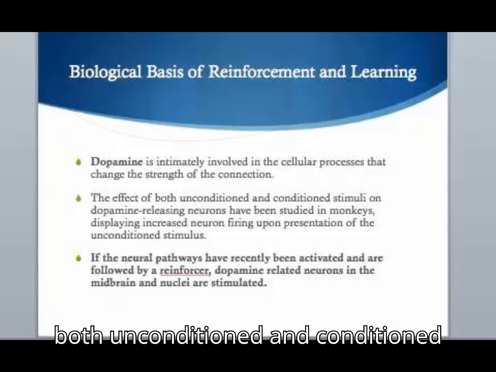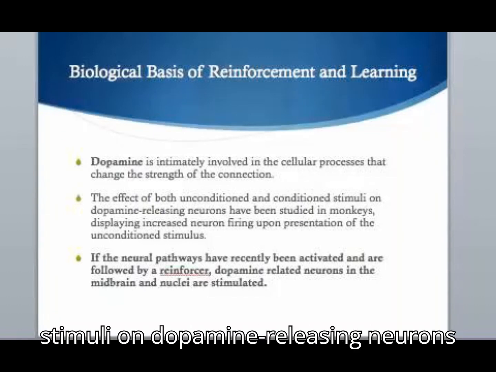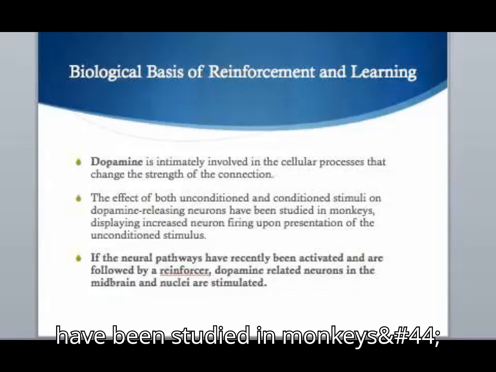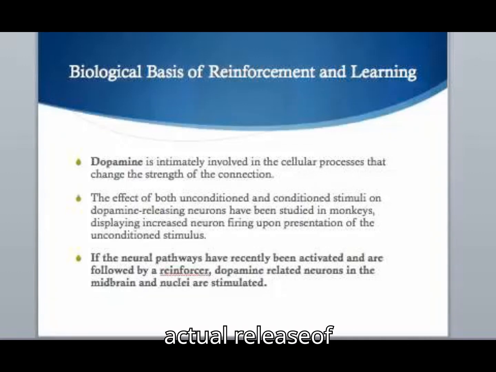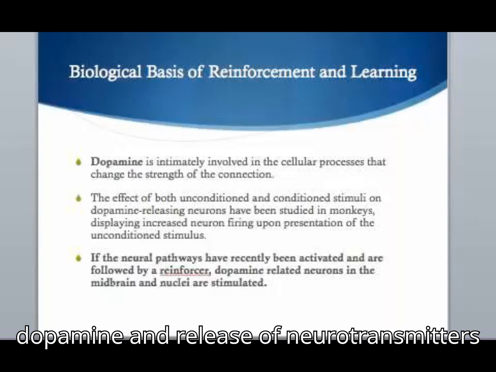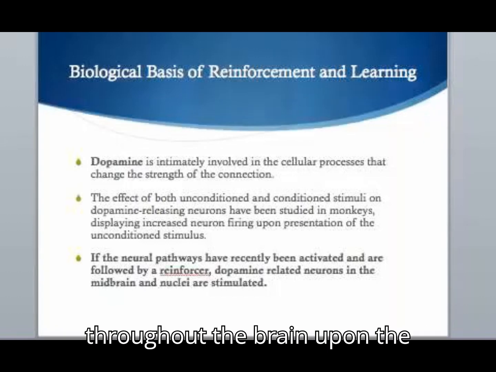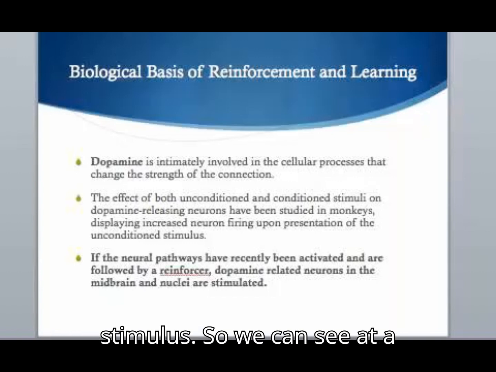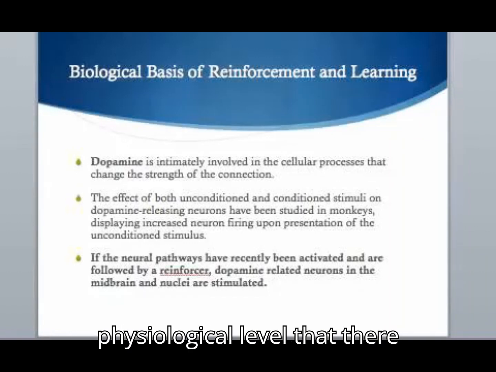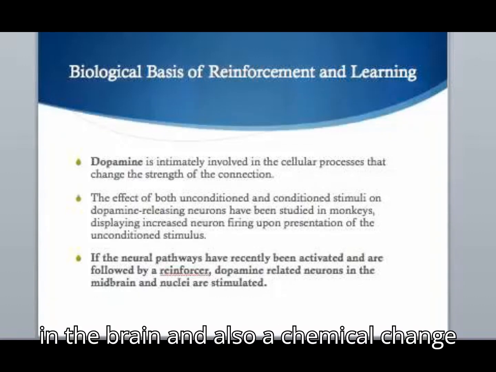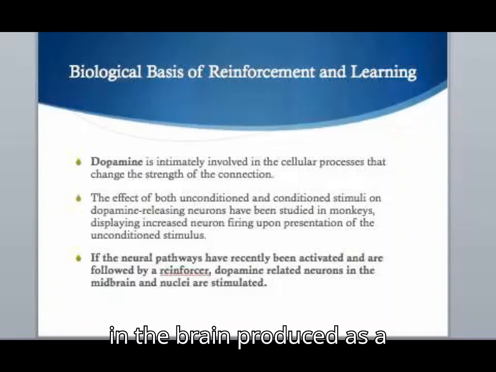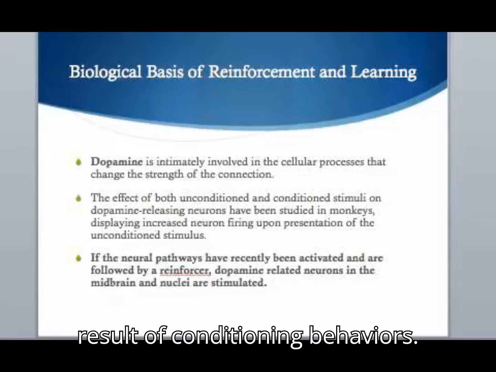The effect of both unconditioned and conditioned stimuli on dopamine-releasing neurons has been studied in monkeys, displaying increased neuron firing, or actual release of dopamine and neurotransmitters throughout the brain upon the presentation of an unconditioned stimulus. So we can see at a physiological level that there is a structural change in the brain and also a chemical change in the brain produced as a result of conditioning behaviors.